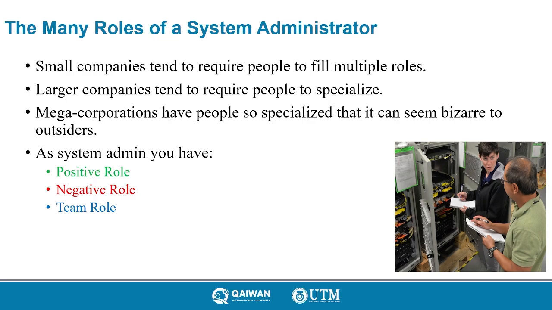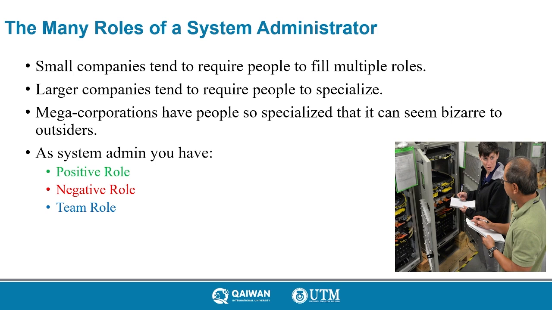You see the many roles of a system administrator. In small companies, they tend to require people to fill multiple roles. They will ask for one person for five jobs. This is in small companies or local companies. In larger companies or semi-international companies, they want people to be specialized. However, in a mega corporation that has an HQ and many branches, with services spread around the world, they have people so specialized it can seem bizarre to outsiders.